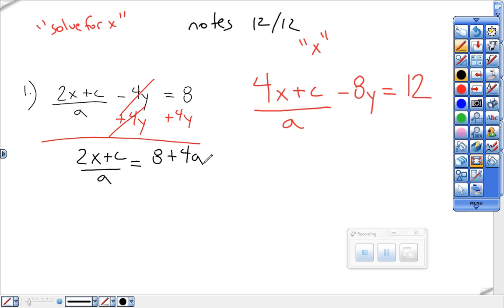So first thing, make sure you add 4y to both sides. Don't touch that 2x or that c, anything yet. Get rid of that 4y term. 8 plus 4y cannot be combined, so you just leave them. I will fix that.